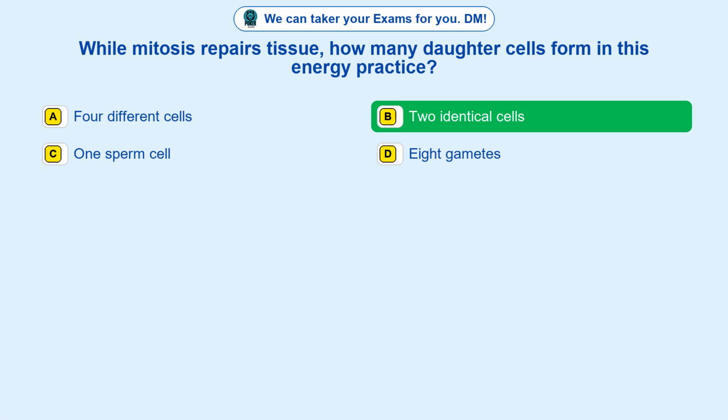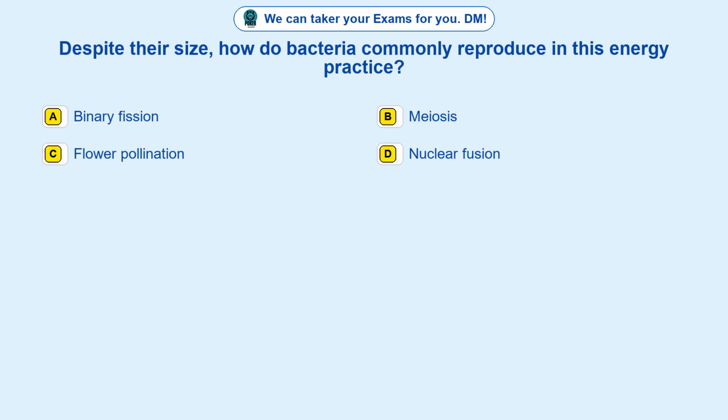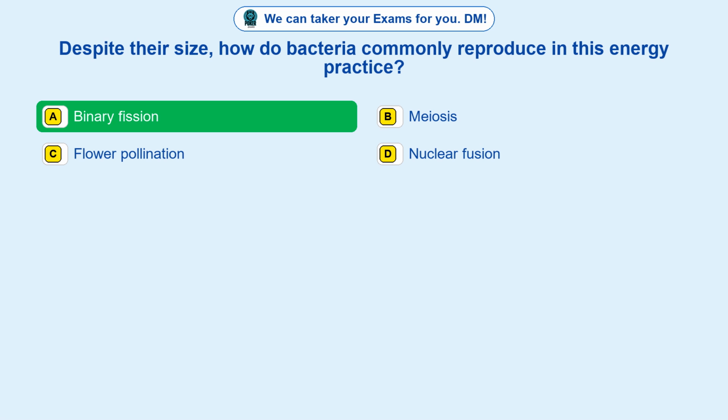2 identical cells. Mitosis usually produces 2 genetically identical daughter cells for growth and repair. 4 varied cells are typical of meiosis, sperm cells are gametes, and 8 gametes are not produced by one mitotic division. Question 25. Despite their size, how do bacteria commonly reproduce in this energy practice? Option A, binary fission. Option B, meiosis. Option C, flower pollination. Option D, nuclear fusion. The correct answer is option A.